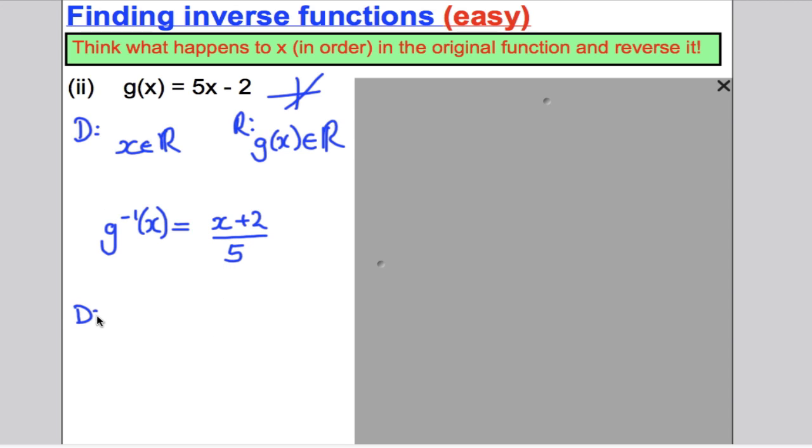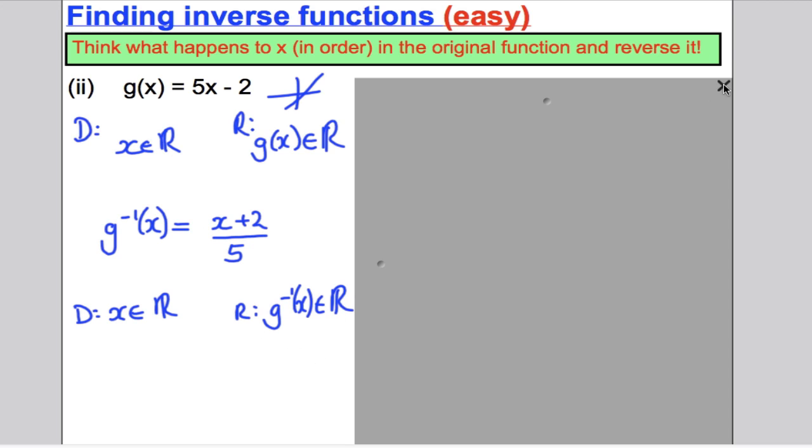What's the domain and what's the range of this inverse function? Well, the domain of the inverse is the range of the original function, so the domain must be all real numbers as well, and the range of the inverse function is the domain of the original, so g to the minus 1 of x must be able to take all real values.